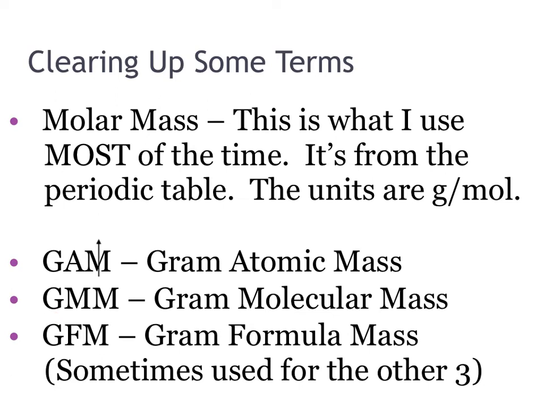of molecular mass. For example, this would be if we were dealing with one singular element. This would be if we're dealing with a molecular compound or a molecule. Gram formula mass, that would be if we're dealing with an ionic compound. If you want to be super specific, we use GFM for ionic compounds and GMM for molecular compounds. Again, I just use the term molar mass and that encompasses all 3 of these.